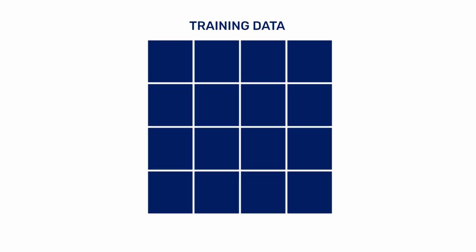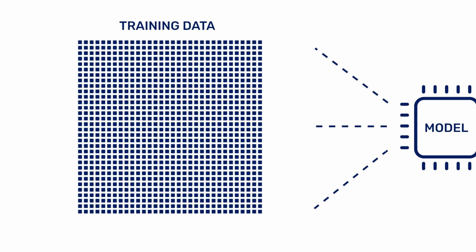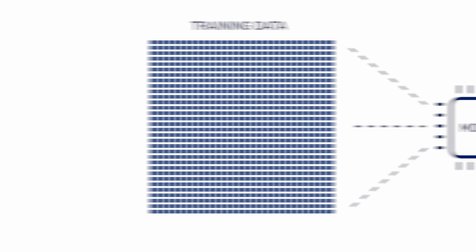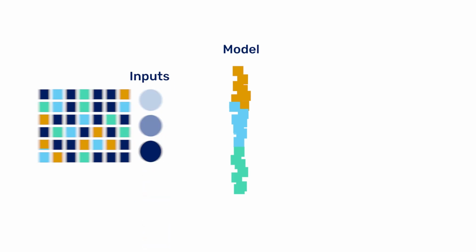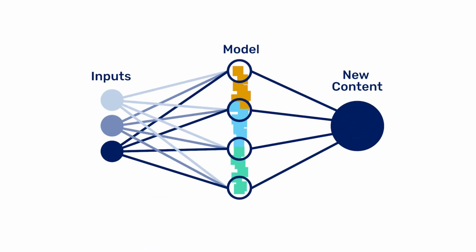Generative AI uses a large set of training data to train what is called a model. During training, the AI identifies patterns, structures, and relationships within the data to create a kind of map. This map is the model. Once it's trained, the model can then generate new content based off what it has learned.